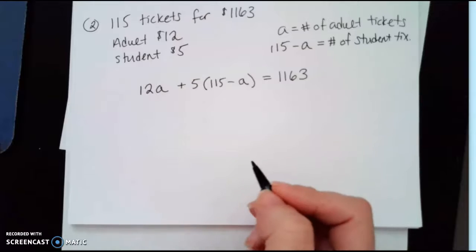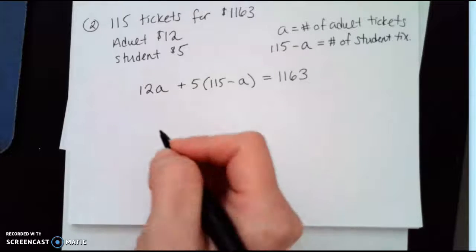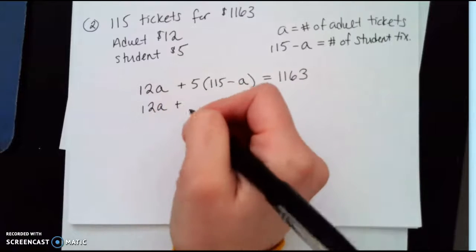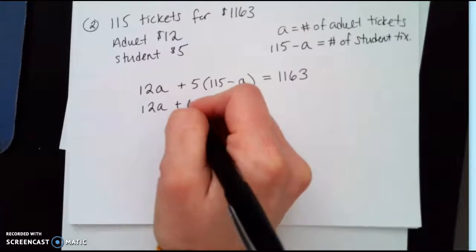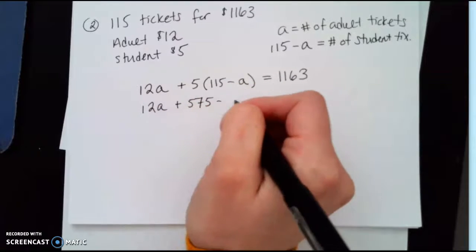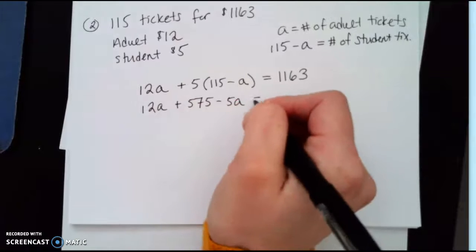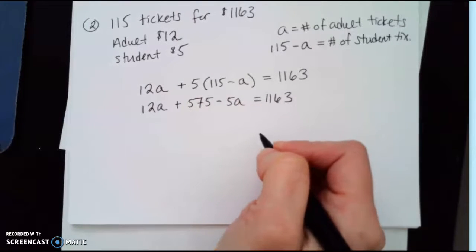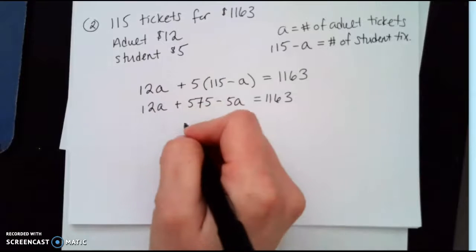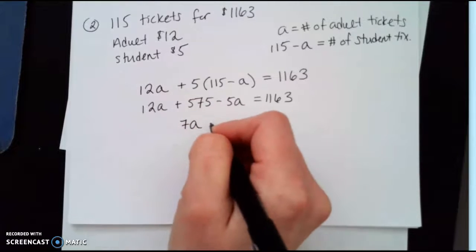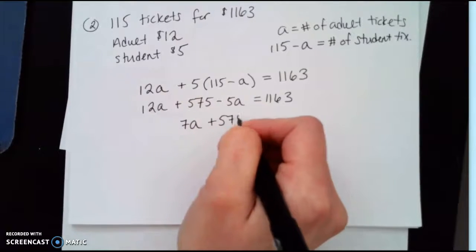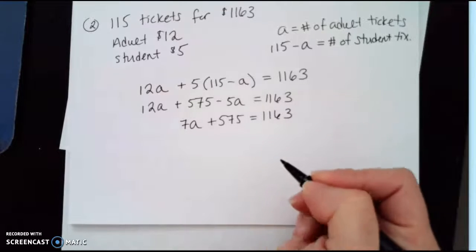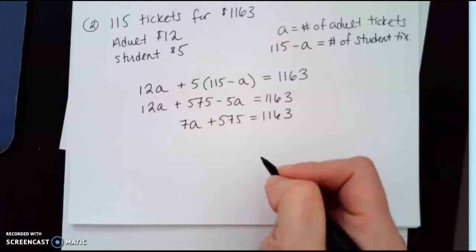So I don't have any fractions or decimals to clear here, so I could just go ahead and start solving by distributing: 12A plus 575 minus 5A equals 1,163. Combining like terms, 12A minus 5A is 7A plus 575 equals 1,163. Now start to isolate the variable.